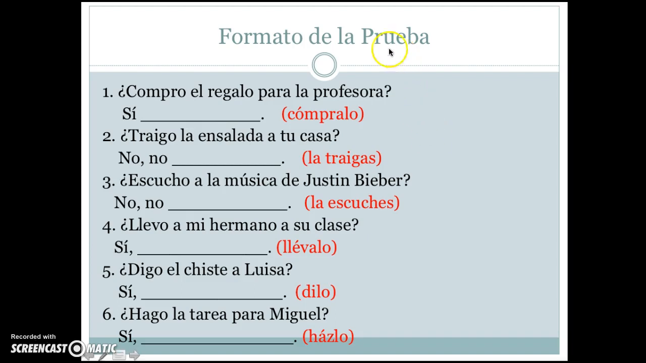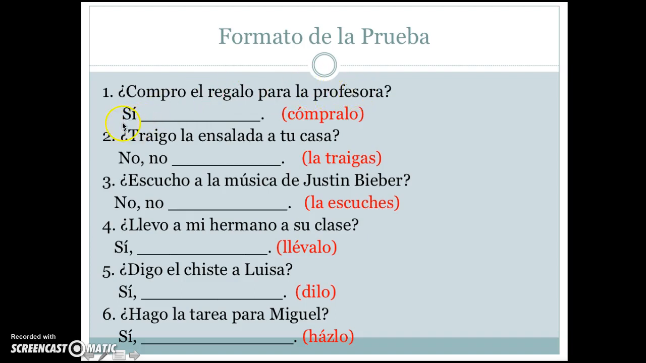So your quiz, this is the format. Let's practice a couple questions. You're only going to be expected to use the direct object pronoun with the commands. You would not have to use double object pronouns, so that makes it a little bit easier. You're going to be given a question. Por ejemplo, número uno, compro el regalo para la profesora, which is basically asking, should I buy the gift for the teacher? And I want to say yes.